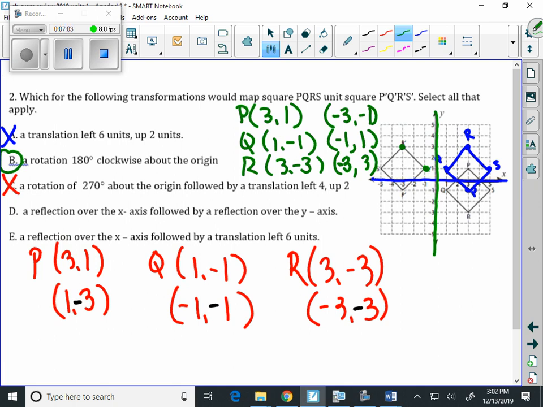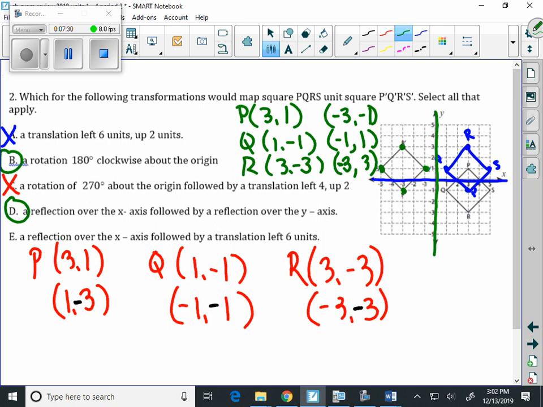S is 1, 2, 3, 4, 5 spaces to the right of the green line. So if we go 1, 2, 3, 4, 5 spaces to the left of the green line, we're looking good. We've got 3 of them. And just to check, P is 3 spaces to the right of the green line, so on the other side, 3 spaces to the right. And letter D, yes, is an option.